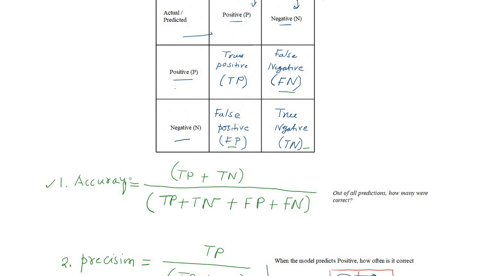It is nothing but, in the numerator, TP plus TN divided by the entire component TP plus TN plus FP plus FN. So accuracy tells us, out of all predictions, how many were correct.